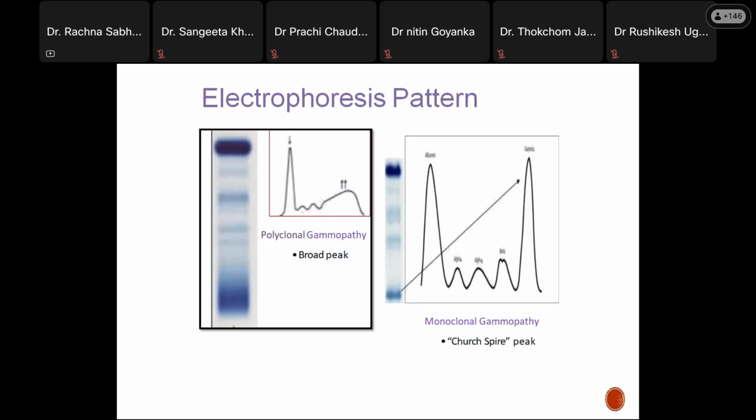This broad peak in the gamma region is seen in case of polyclonal gammopathies, whereas in case of monoclonal, you can just have a look. This is a sharp spike, known as the church spire peak. So a very sharp spike you see in a monoclonal gammopathy. This type of pattern we get after the serum protein electrophoresis is done, and we differentiate between polyclonal and monoclonal gammopathies. Now, which type of monoclonal gammopathy, which immunoglobulin is raised, can be determined further by immunofixation.